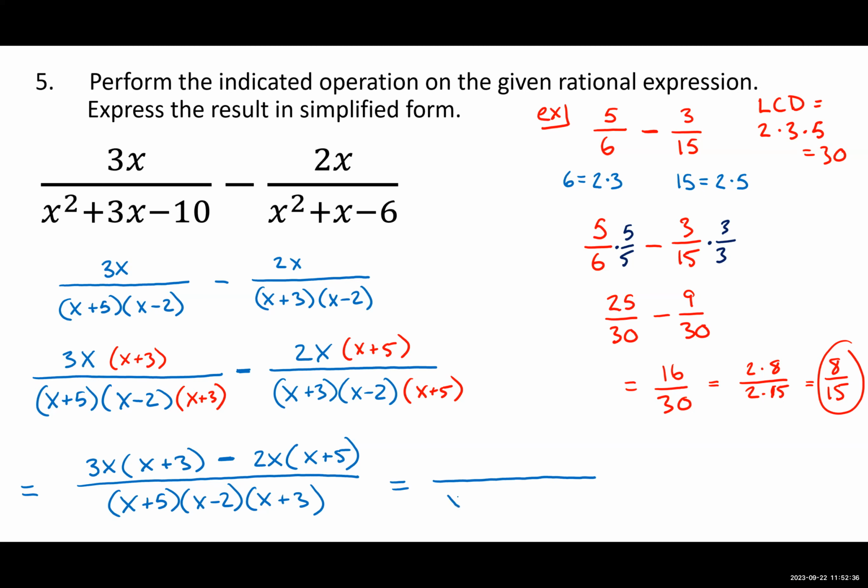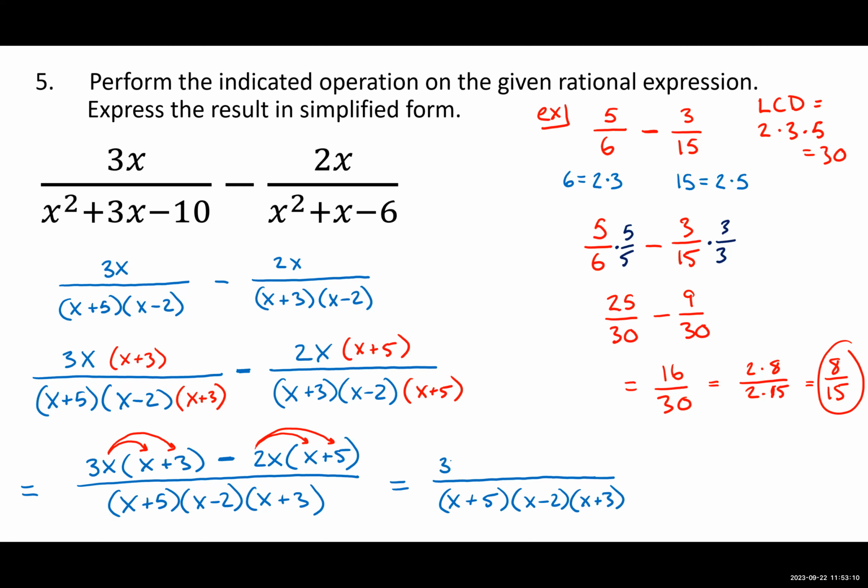On the bottom, we've got, no, we have some simplifying to do. x plus 5, x minus 2, x plus 3. All right, and on top, let's multiply everything out and collect like terms. So we're going to multiply 3x times x, 3x times 3. We're going to multiply this negative 2x times x, and then this negative 2x times 5.